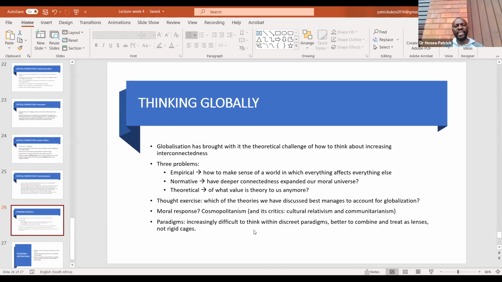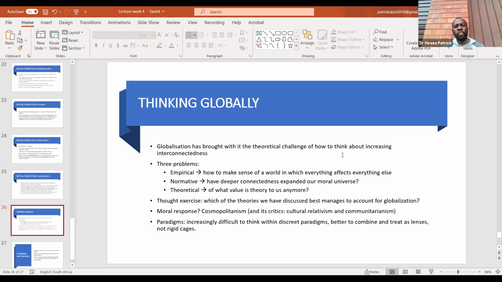And then the premise of globalization, thinking globally, and in this space, you talk about the idea of globalization, the complex interrelation of the world. Like we said, what happens in one space affects what happens in another space. And here, we are going to be talking about the three problems when it comes to globalization. So globalization has brought about three theoretical challenges, three empirical problems.